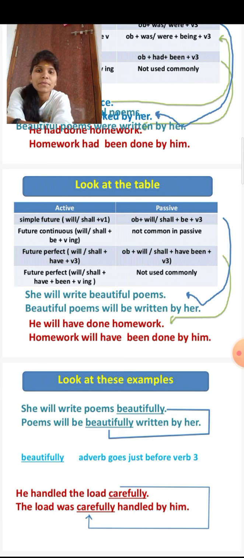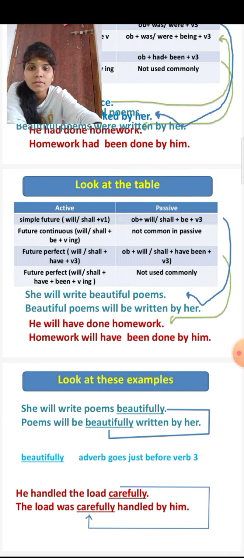So here, he will have done homework. The sentence is in future perfect. So the structure for future perfect is will/shall plus have plus V3. He is the subject, will is the helping verb, and have done homework. So when you are going to convert the sentence from active voice into passive voice, subject will become object, object will become subject, and again have been you have to add, and after that V3 form you have to add, and finally you have to give the sentence form. So these are here.